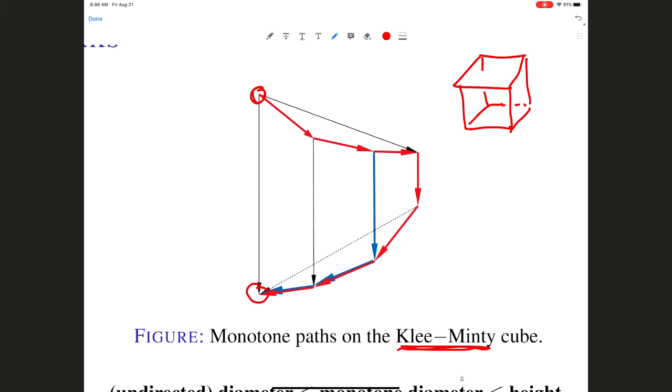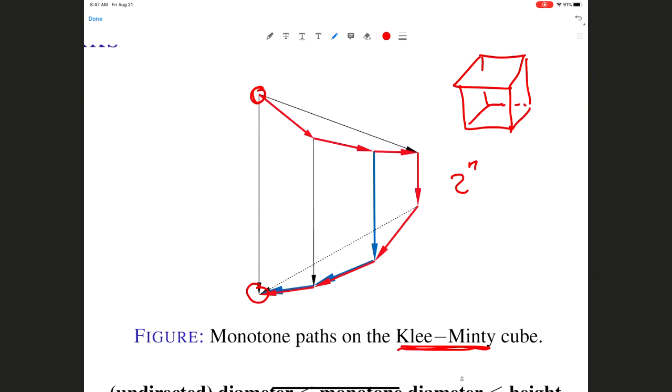So this monotone path has length 2 to the n, right? So essentially it passes through every vertex. So in other words, for the Klee-Minty cube, there are monotone paths that are as long as they can be, right? They pass through every vertex, and there are 2 to the n vertices, right?